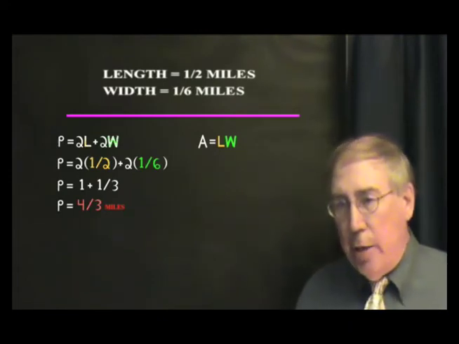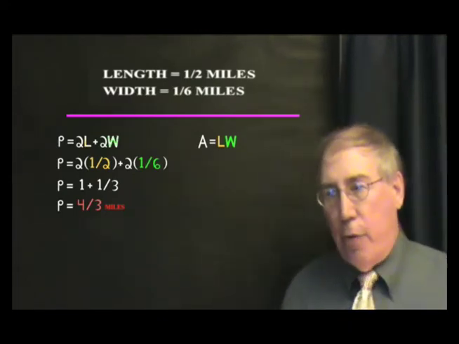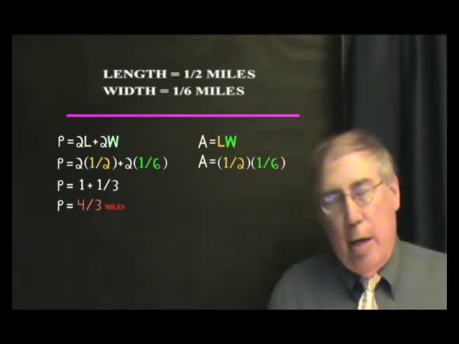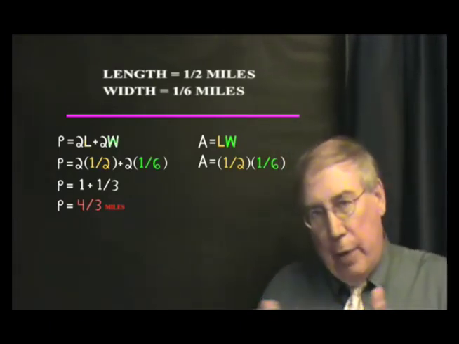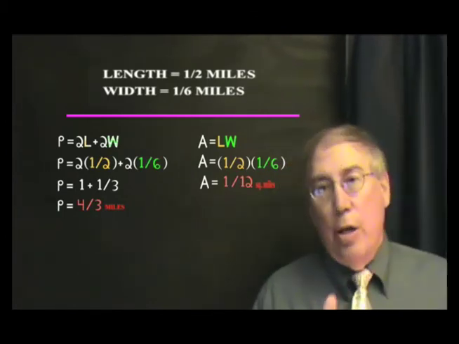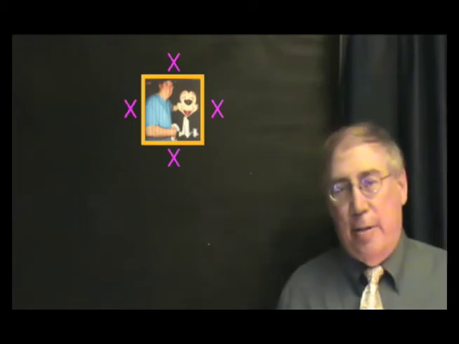Now let's put in a half for L and 1/6 for W. Now remember, when you multiply fractions together, you have to multiply the numerators together and the denominators together, so we're going to get 1/12 square miles.